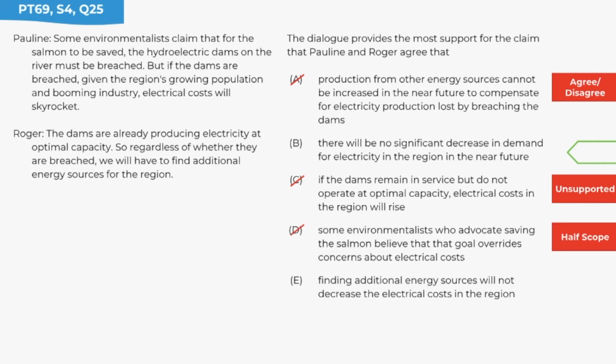Answer choice E, finding additional energy sources will not decrease the electrical costs in the region. This is very much like answer choice C. Roger is suggesting that we're going to have to find additional energy sources in the region, but doesn't really address whether or not the electrical costs are going to rise. Pauline doesn't address this issue either, so this answer choice is simply unsupported by either. All right, so answer choice B is the right answer.